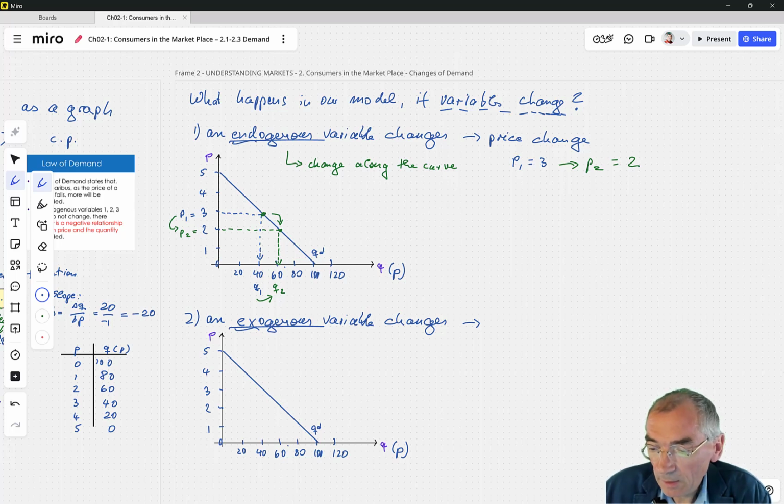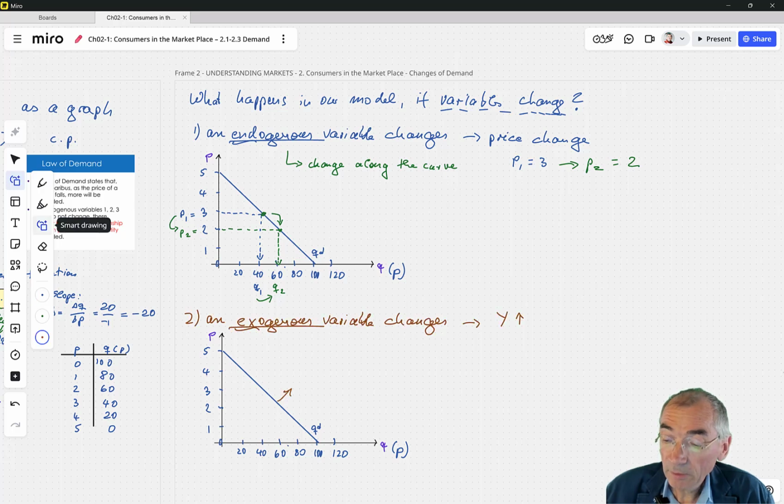Now, if an exogenous variable changes, we have different possibilities. We saw that the exogenous variables are, for example, the income, might be the tastes, might be external influences, might be the prices of other goods or substitutes, and so on. So let's say income goes up as one example. If we now think about what happens if the income goes up, exogenous at the end means it's not directly in the model. It's not found on the axis, and that's why we cannot see the change directly on this demand function. But the point is that the demand function itself is going to change.